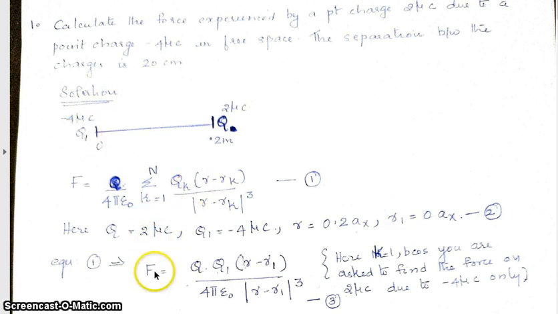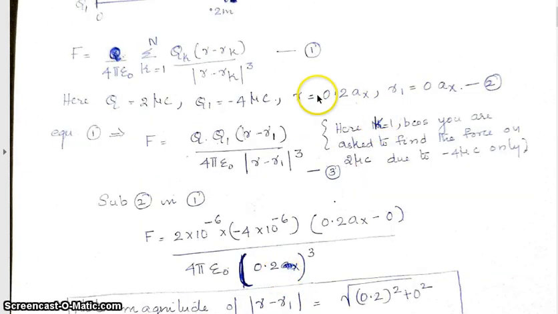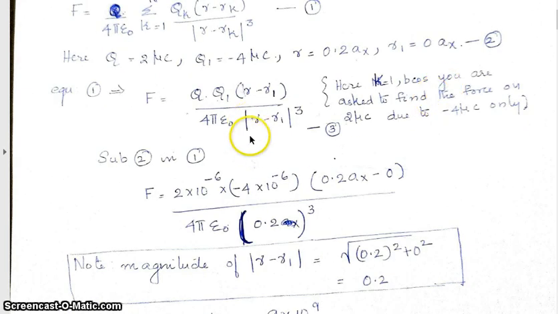Now I am rewriting this expression as F is equal to Q into Q1 into (R minus R1) by 4 pi epsilon 0 magnitude of (R minus R1) the whole cube. Here the value of k is just 1 because you have only a single charge; in your question you are asked to find the force on 2 microcoulomb just due to this single charge of minus 4 microcoulomb. Now you can find R minus R1, which is equal to 0.2 ax. Similarly, the magnitude of R minus R1 is square root of 0.2 whole square plus 0 square, which gives 0.2.